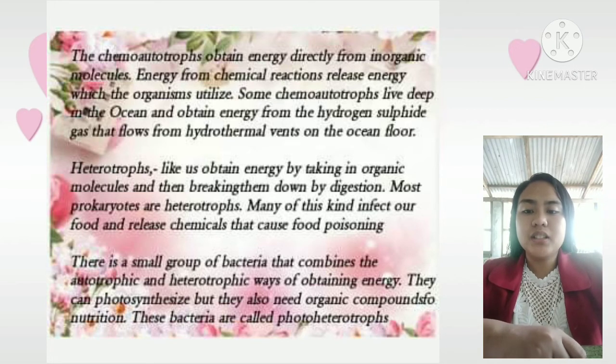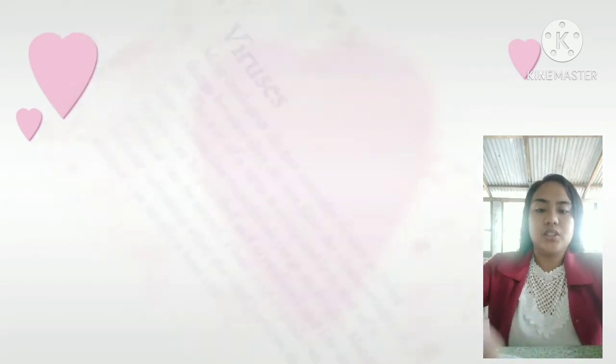A small group of bacteria can combine the autotrophic and heterotrophic ways of obtaining energy. They can photosynthesize, but they also need organic compounds for nutrition. These bacteria are called photoheterotrophs. So, sinasabi daw po na ang small group of bacteria combine the autotrophic and heterotrophic ways of obtaining energy. They photosynthesize, but they also need organic compounds. So, kailangan daw po niya ng organic compounds for nutrition.